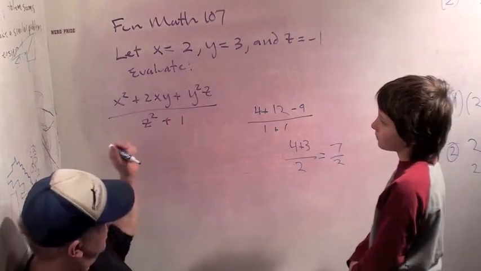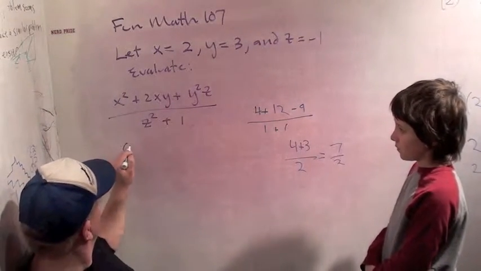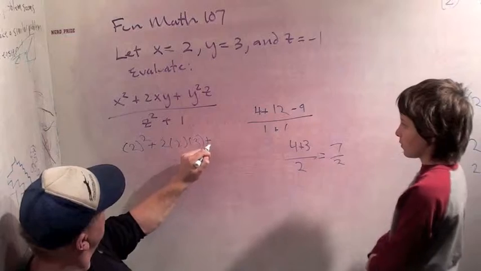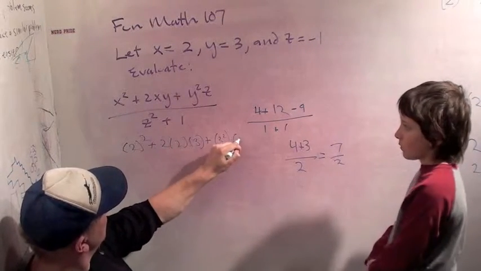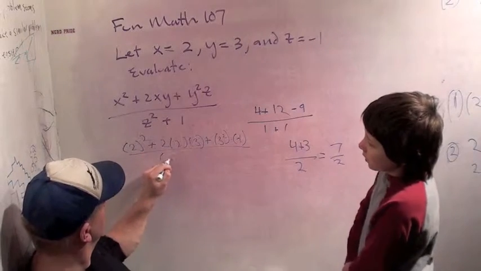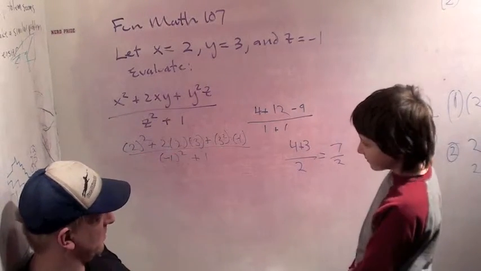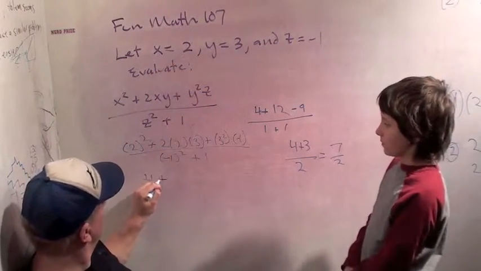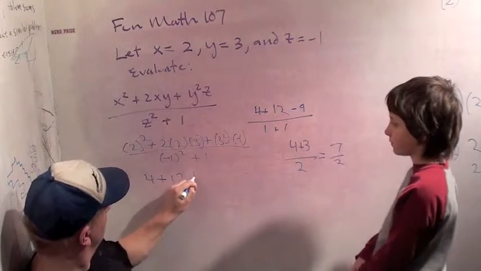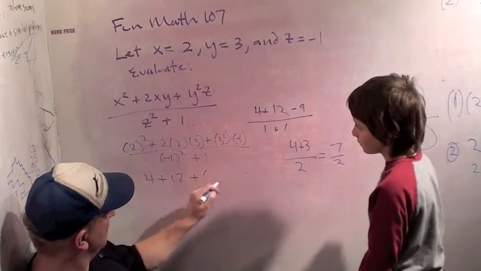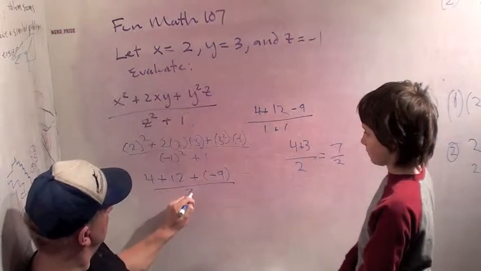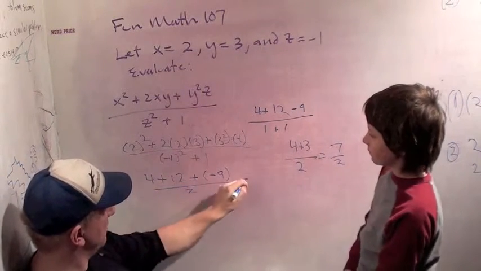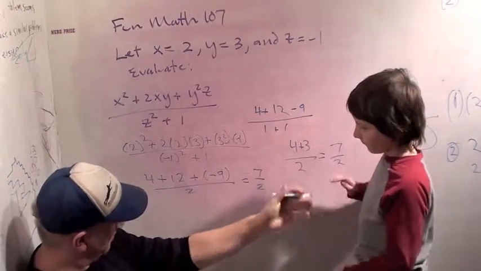All right, to review real quick, this is 2 squared plus 2 times 2 times 3 plus 3 squared times minus 1, all over minus 1 squared plus 1. X equals 2, y equals 3, z equals minus 1. So that's 4 plus 12 plus 9 times minus 1, which is minus 9, all over 2. You can do this any way you want. 4 plus 12 is 16, 16 minus 9 is 7. 7 halves.